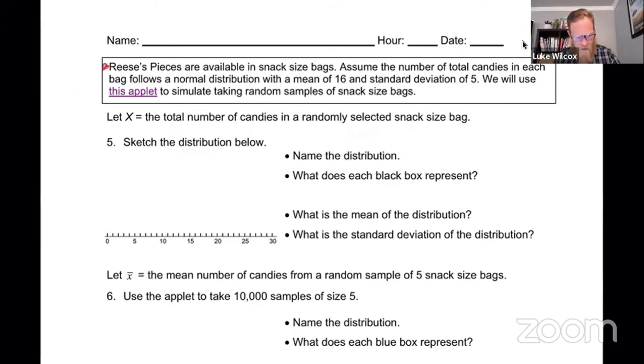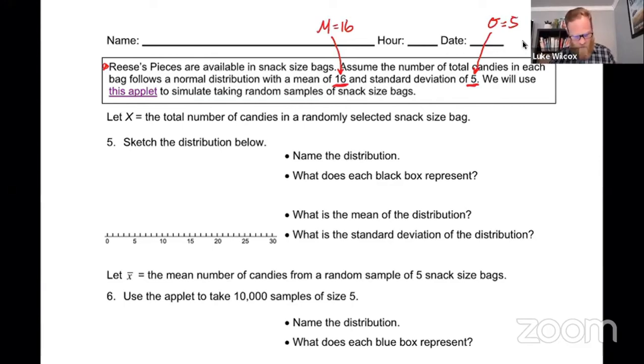Follow along with me. Reese's Pieces are available in snack size bags. Assume that the number of total candies in each bag follows a normal distribution with a mean of 16 and a standard deviation of 5. Let me pause right there. The mean of 16, now they're talking about the mean of the population of all bags of these snack size. So we're going to use the right notation here, which is mu, and we know that's equal to 16. And then this is the standard deviation of the population, so we're going to use sigma, and we know that's equal to 5. So we will use this applet to simulate taking random samples of snack size bags.